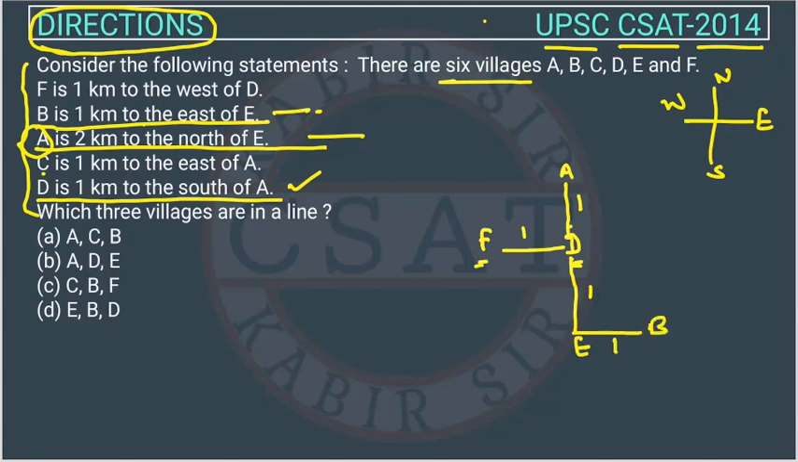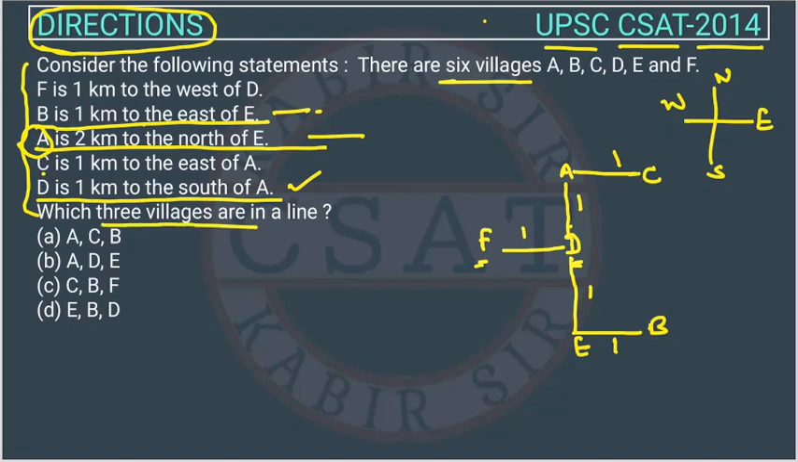Right. Now we want to plot C. C is 1 kilometer to the east of A. A is here. C is where? C is in the east. East of A will be this side. So C is here. Right. And this is also 1 kilometer.